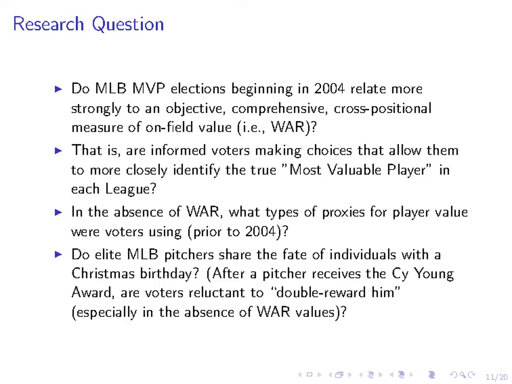In this paper, we ask, do MLB MVP elections beginning in 2004 relate more strongly to an objective, comprehensive cross-positional measure of on-field value, i.e. WAR? That is, are informed voters making choices that allow them to more closely identify the true MVP in each league? In the absence of WAR, what types of proxies for player value were voters using prior to 2004?